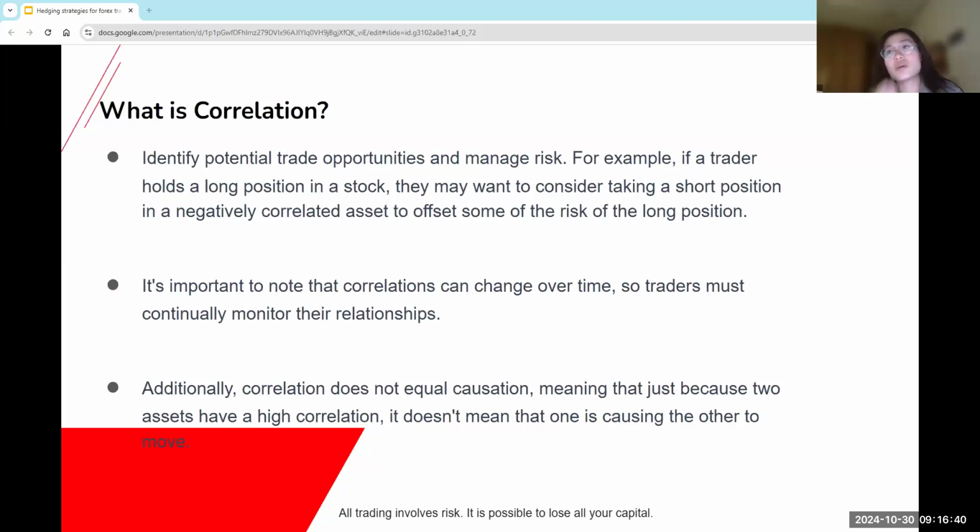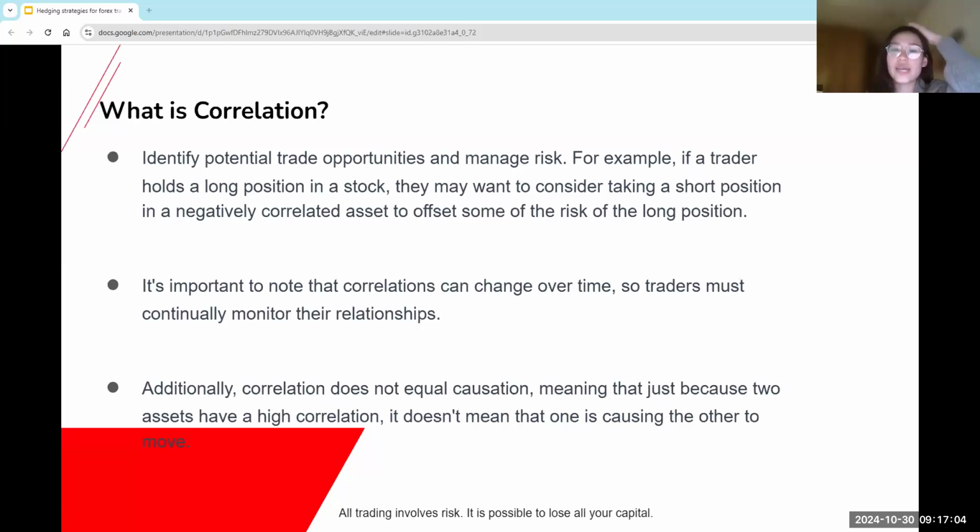Okay, so we already talked about how correlation helps you to manage risk, and it's a form of hedging as well. So traders use correlation to identify potential trade opportunities and manage risk. For example, if a trader holds a long position in a stock, they may want to consider taking a short position in a negatively correlated asset to offset some of the risk of the long position.